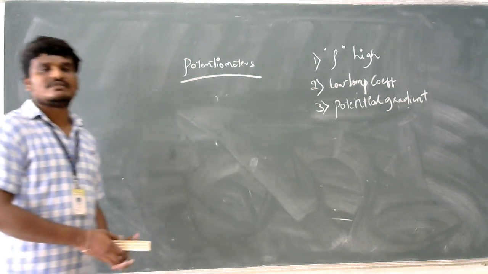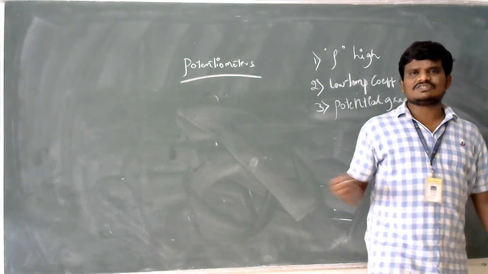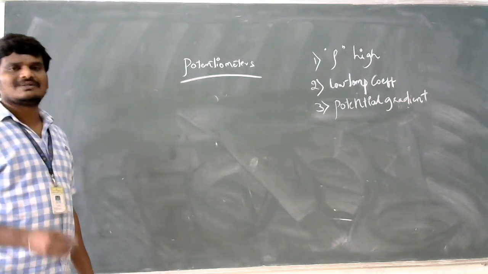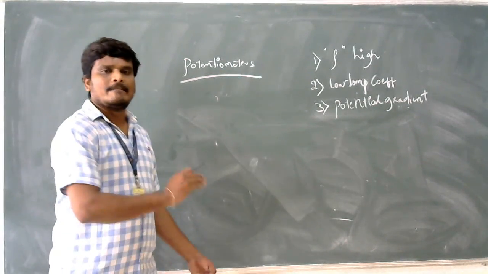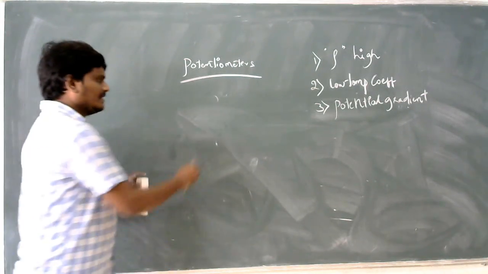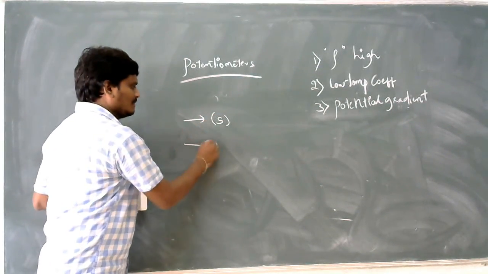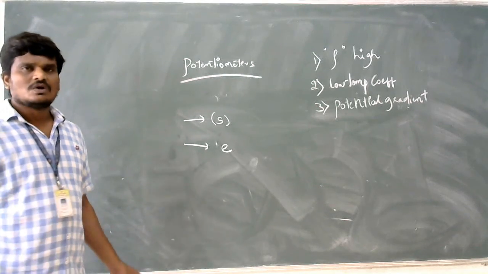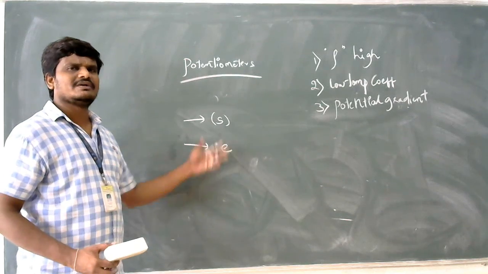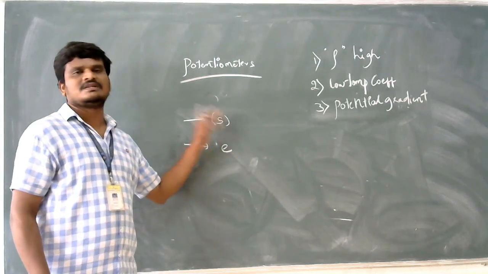Now, what is the meaning of standardization? Here, the standardization of a potentiometer is done in order to calculate the unknown EMF by comparing it with the standard cell. So we have seen a diagram of a potentiometer where it consists of a standard cell, which is represented with an S, and the EMF I need to measure, which is E. By comparing this unknown EMF with the standard cell voltage, I am going to get the reading and calculate the unknown EMF.